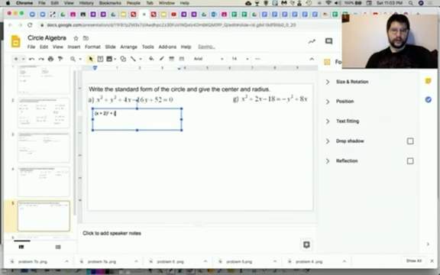Plus, oops, y, and I completely forgot, minus 8 squared equals 16. My center is -2, 8. My radius is, I don't want you capitalized. My radius is not 16, but 4. So that's what I want you to write on here.